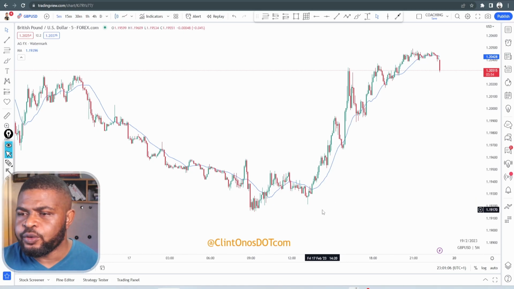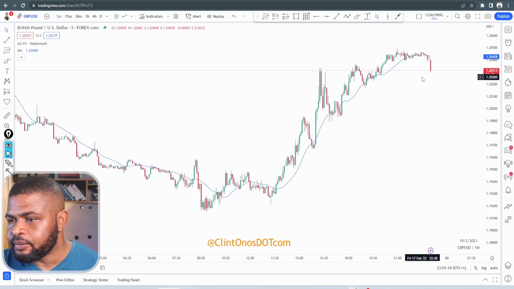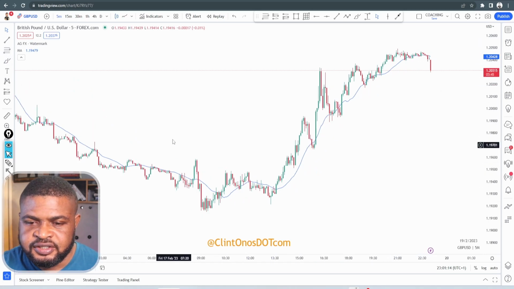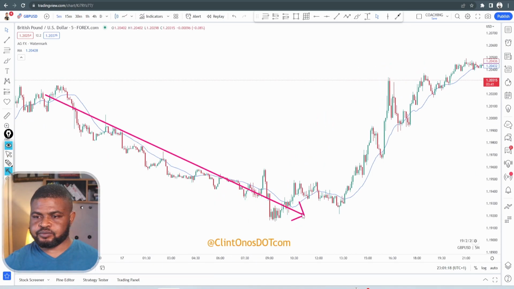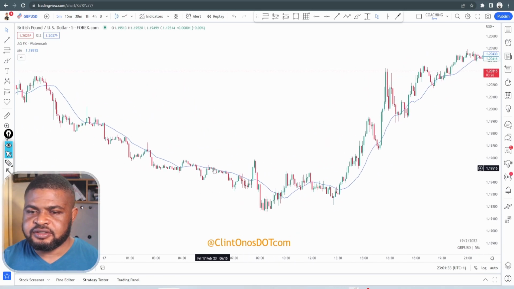So right away we can see this is an uptrend. Of course, the market just opened right now, right? And of course, this is a downtrend right here, right? So this is up, this is down, this is up, right? Now that is the application of a simple moving average.